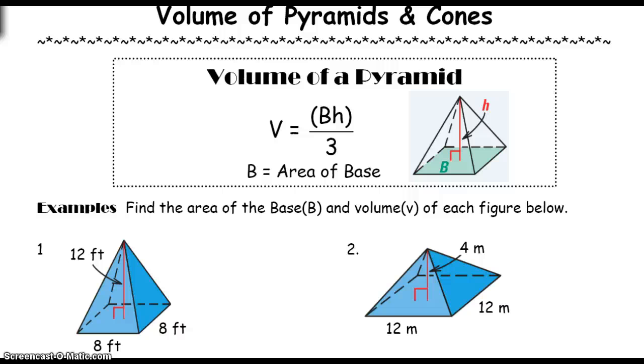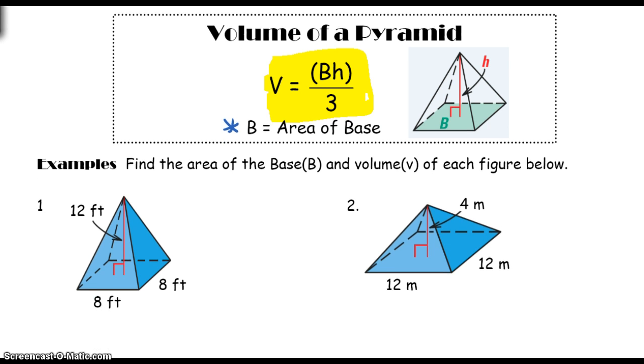Doing volume of pyramids and cones today. So first, let's start with the volume of a pyramid. To find volume, we're going to do big B times H and then divide that whole thing by 3. Now, big B is the area of the base, okay? And in our case with these pyramids, they are usually going to be squares. So the area of the base is usually going to be a square for you guys.